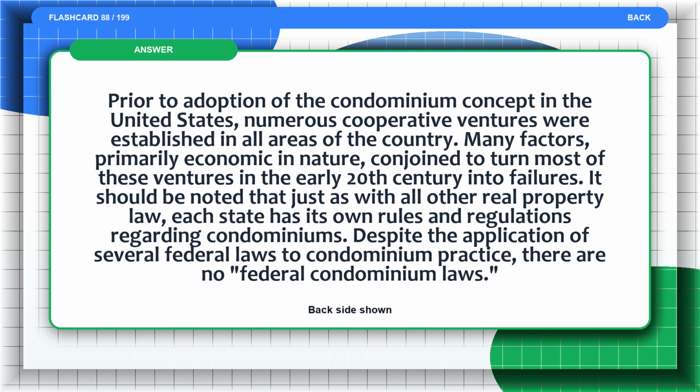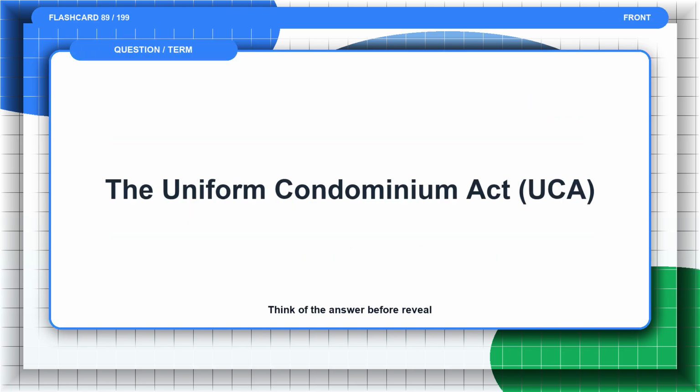It should be noted that just as with all other real property law, each state has its own rules and regulations regarding condominiums. Despite the application of several federal laws to condominium practice, there are no federal condominium laws. Flashcard 89. The Uniform Condominium Act UCA. Pause and think of the answer before the reveal.